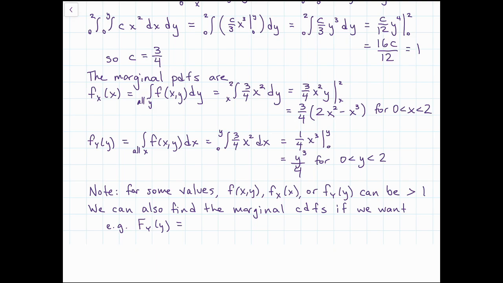So for example, we could take the integral from 0 up to y of u cubed over 4 du, that's our PDF of y, and that would give us our CDF of y, which is y to the 4th over 16. And that holds when y is between 0 and 2. So you could check if you want that this is a valid CDF: it's continuous, it is non-decreasing, and it starts at 0 and ends up at 1.